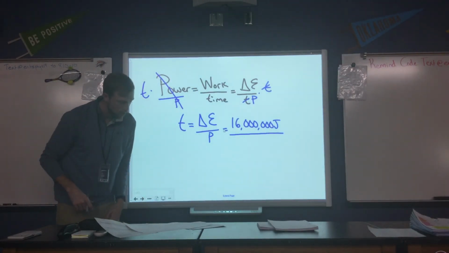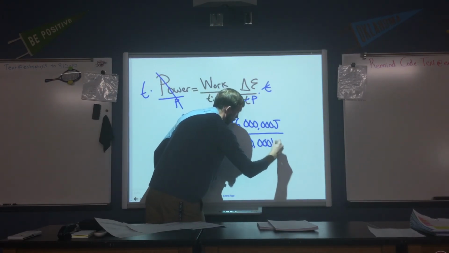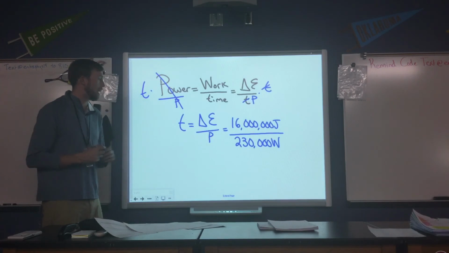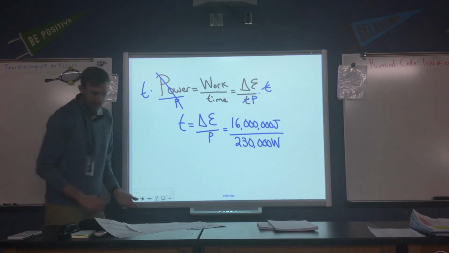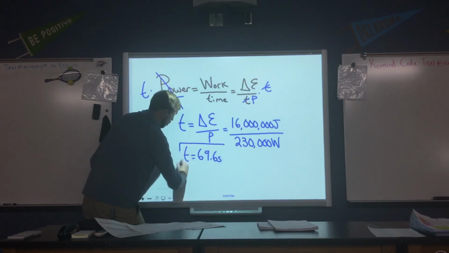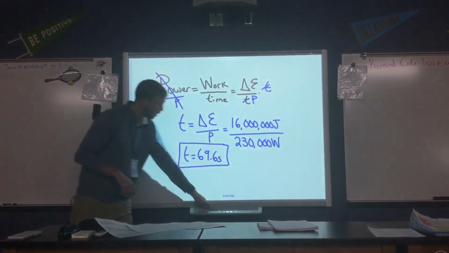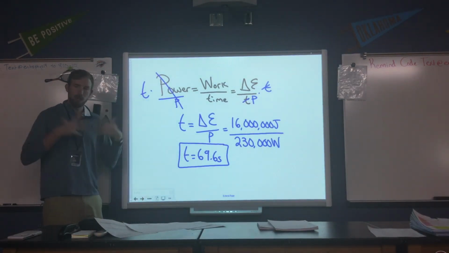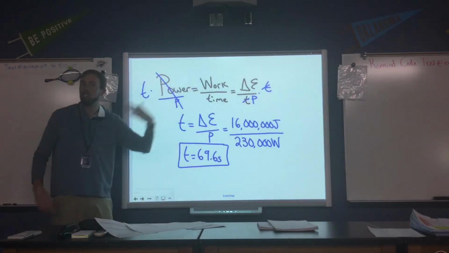Let's say this is for motor 1, so 230 kW, or 230 kilowatts. We multiply that by 1,000, so this would be 230,000 watts. So we've got 16 million divided by 230,000. I get about 69.6 seconds. This would be roughly how much time it would take this motor to get our roller coaster car up the hill. Now, as you can guess, if we have more power in the motor, that means we're going to do the same amount of work in much less time.